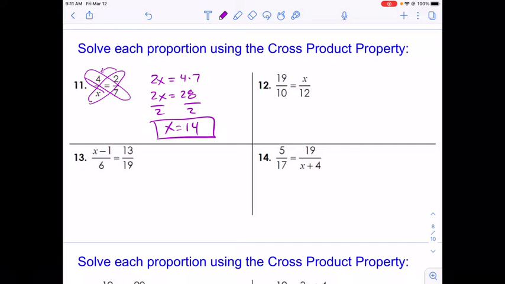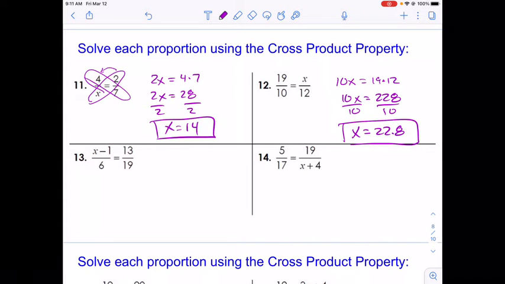So this one here, there's nothing really easy to look at and see, so let's cross multiply. So we get 10 times x equal to 19 times 12. Now you don't always have to write these two things, 19 times 12. You can just go ahead and multiply it out. So 10x is equal to 228. Now we divide by 10, and x is equal to 22.8.